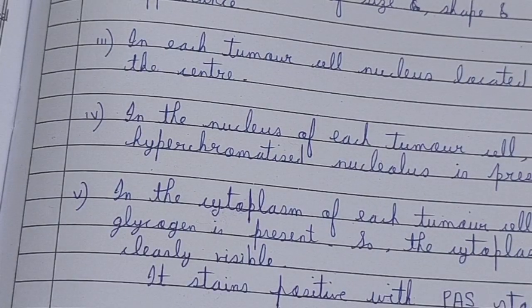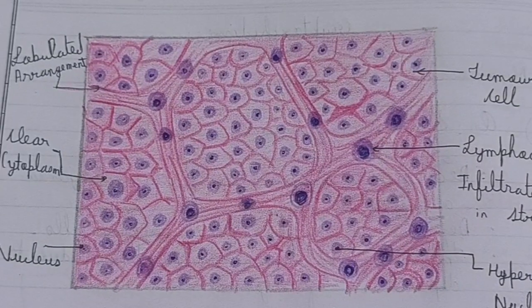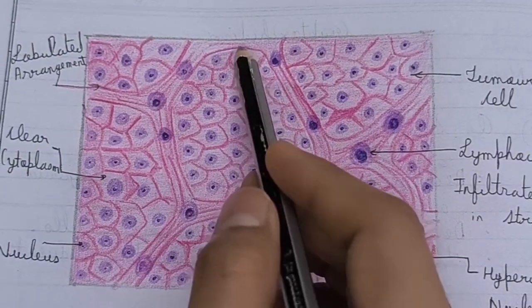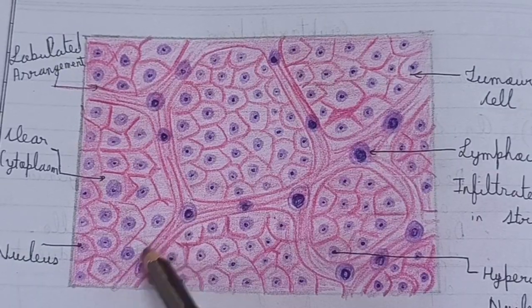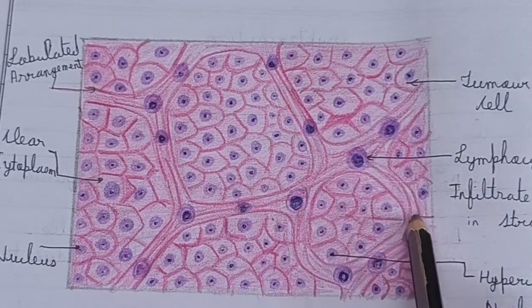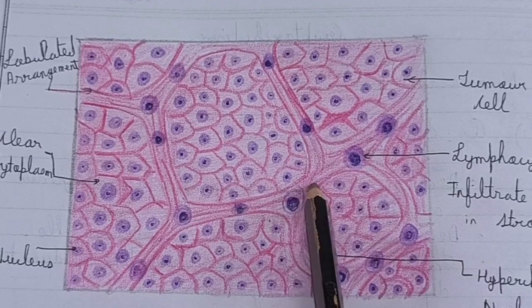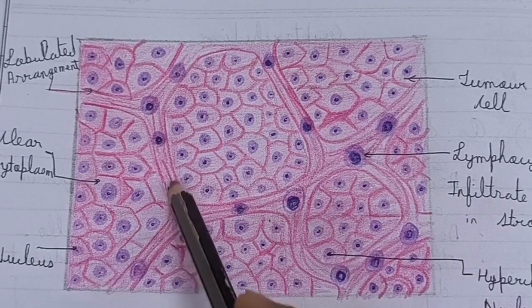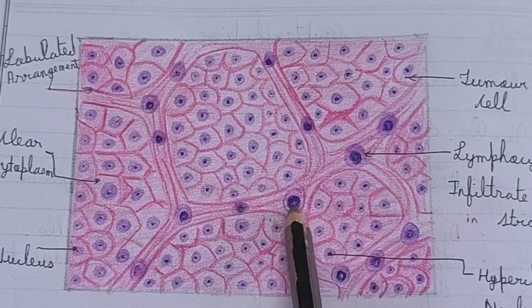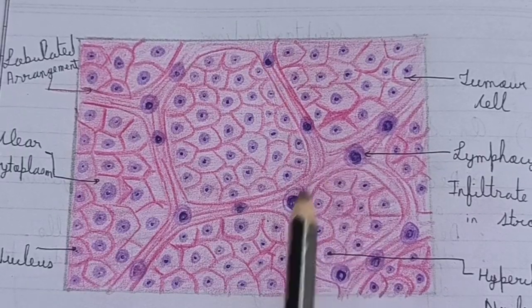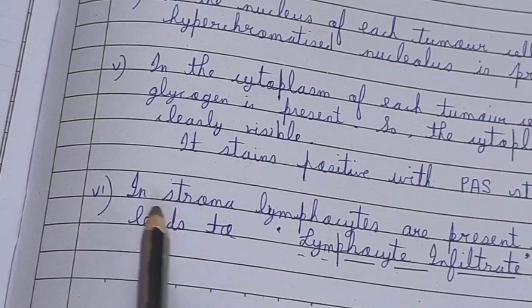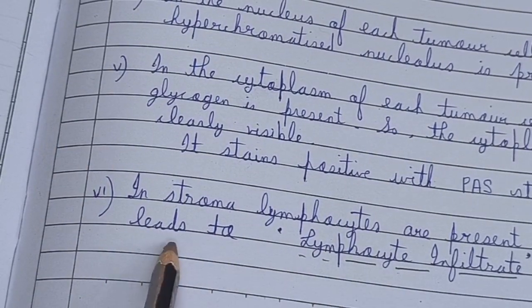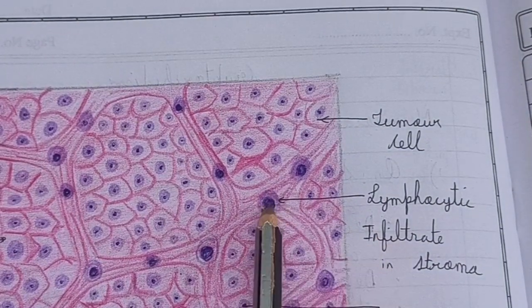And also that is the most basic information. You can see that this is the stroma. These are the tumor cells which are present in a lobulated pattern, and this region is present between the lobulated tumor cells or lobules, and this is the stroma. You can see that in the stroma, lymphocytes are present, and this is the most unique feature of the seminoma. So that is the sixth point: in the stroma, lymphocytes are present, and this leads to lymphocyte infiltrate. This is the most unique feature.